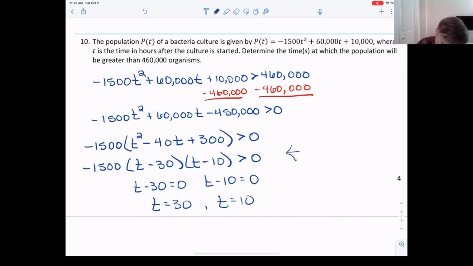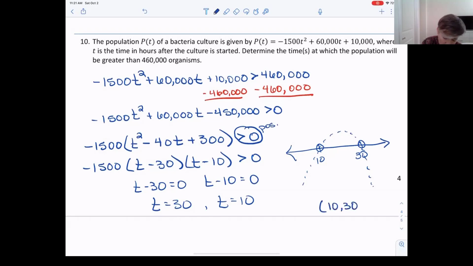So again, if we were to look at those two values, 10 and 30, we don't want to know where it equals those values, but notice that our original function is opening down, right? Because our leading coefficient is negative. So technically, we know that parabola is going to do this. So we want to know where it's positive or greater than 0 here. Then we're looking between 10 and 30 hours.